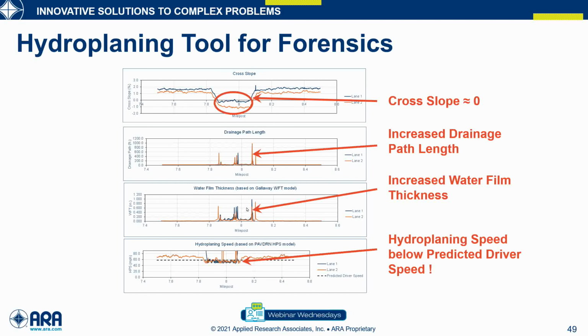Okay, we've just gotten another question. Large drainage paths always occur at transition areas where the cross slope is 0. How long must this area be before it becomes a hydroplaning concern?